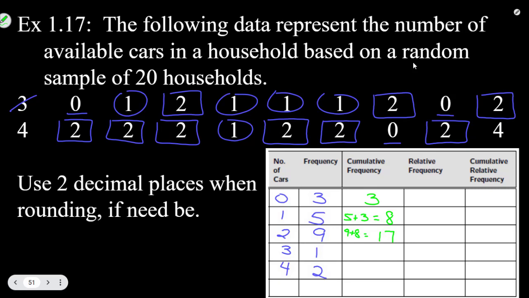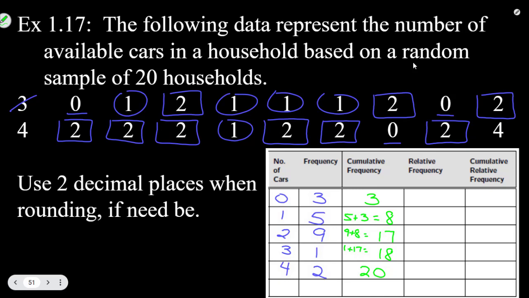When we go to 3, that means 3 cars or less, so it's going to be the 1 plus the 17 from the previous groups, and that's going to be 18. And then for this last one, when you get to the highest group, you're always going to have everything. It's the 2 plus the 18 from the previous groups. And so that is your cumulative frequency.